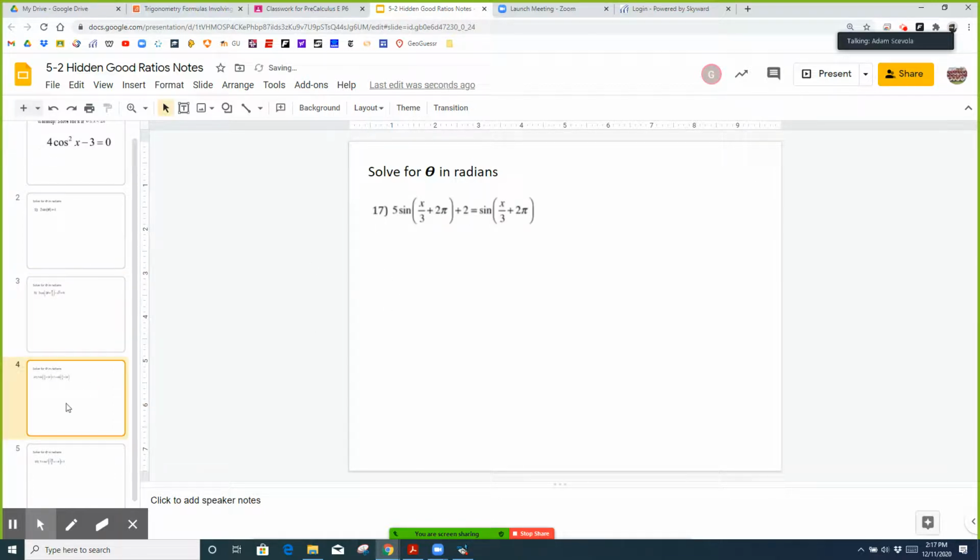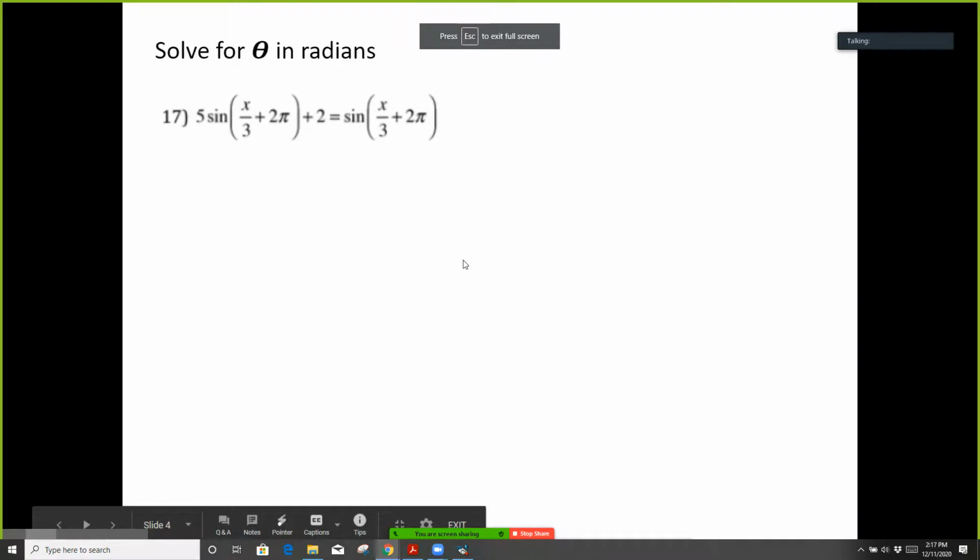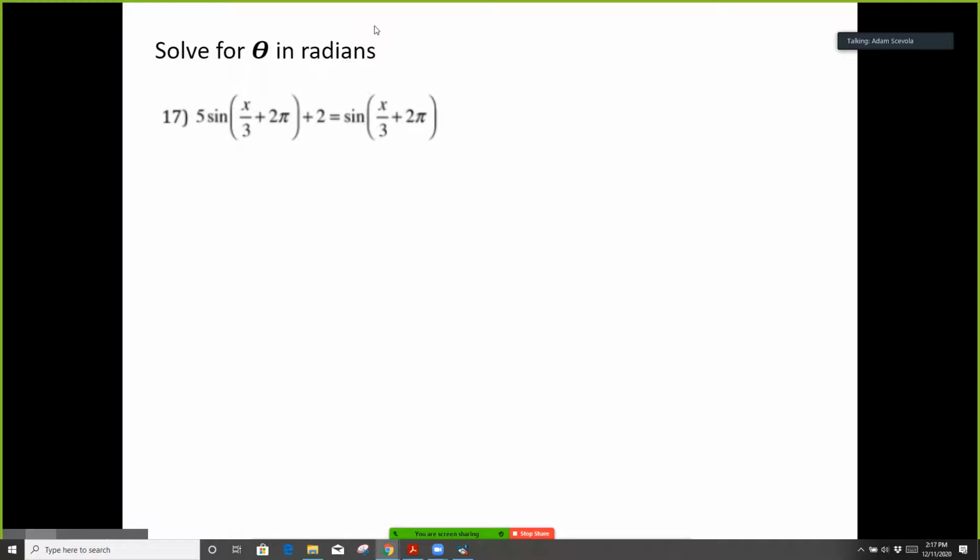All right, let's do 2 more. They won't take as long. I think this is useful. So this one, we need to isolate the trig function. Now we have 2 different trig functions, but they're the same type of trig function. They're both the sine of x over 3 plus 2 pi.